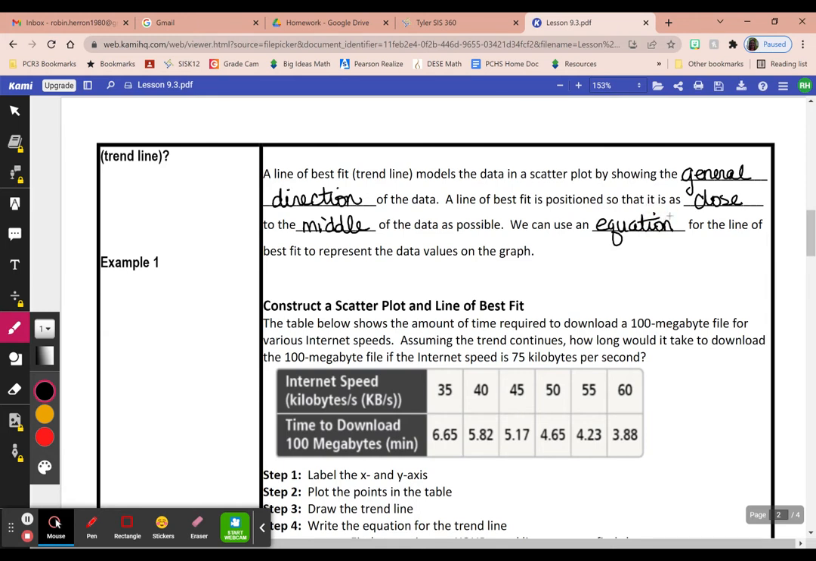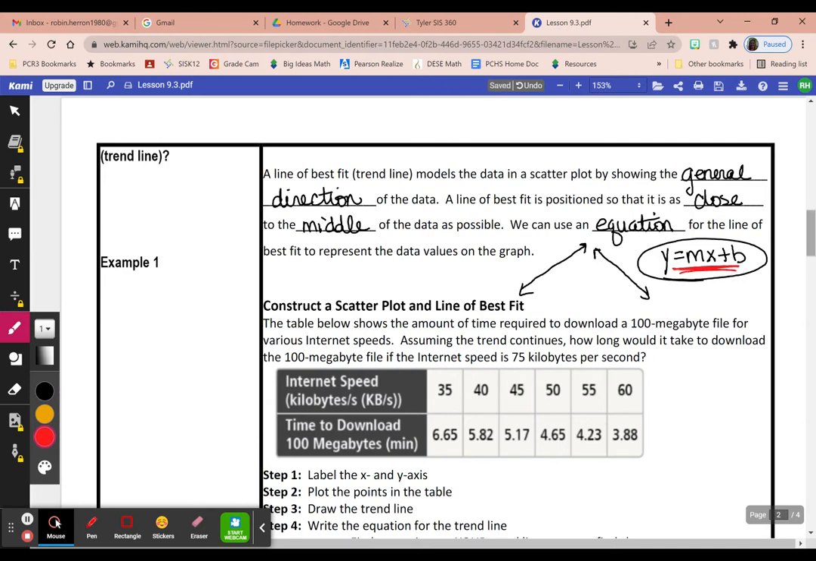Use an equation for the line of best fit to represent the data values on the graph. Now, that equation, right, you just saw me make a straight line going up like this, a straight line going down like this. So the only way to get those straight lines is to use a linear equation, which is our y equals mx plus b. So we're circling all the way back to the beginning of the year when we talked about writing equations of lines, okay?